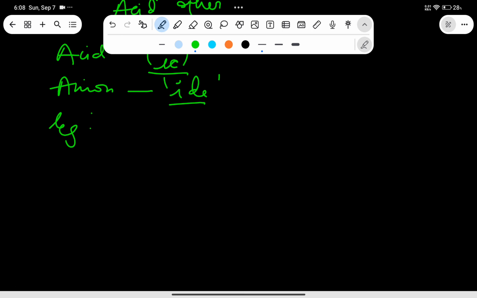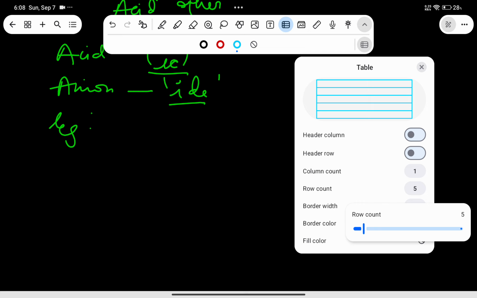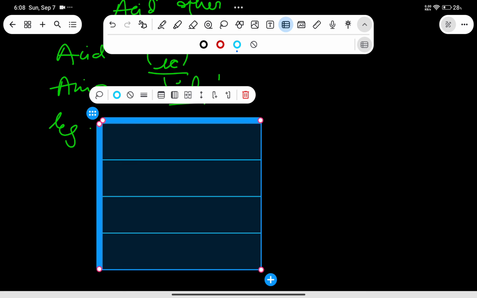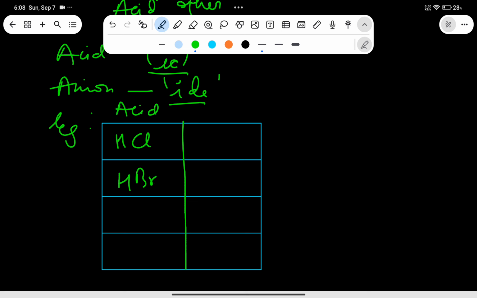Okay, let me take some examples of acids and anions. For that, let me make a table, and we need just 4 columns. Now let's draw the table here. We can divide it into rows and 2 columns. So we have HCl, HBr, these are acids, and I'm going to write the anions here. So HCl, HBr, HI, HF.